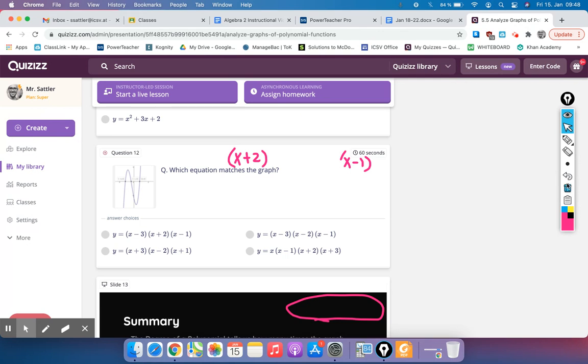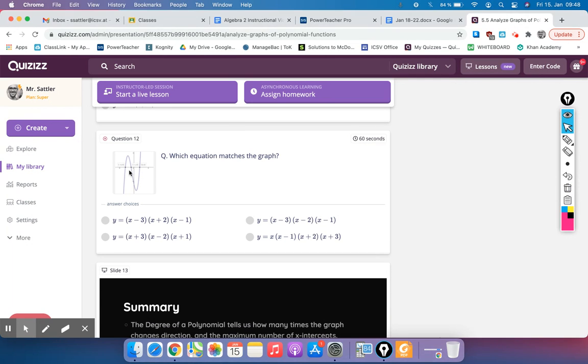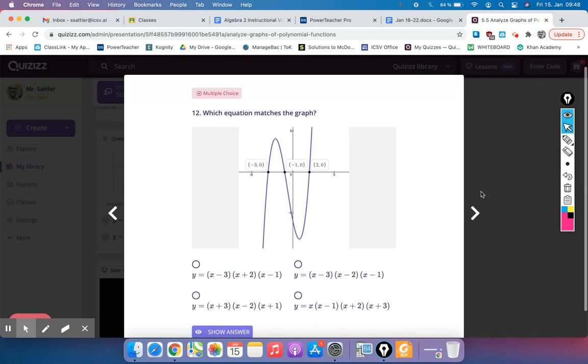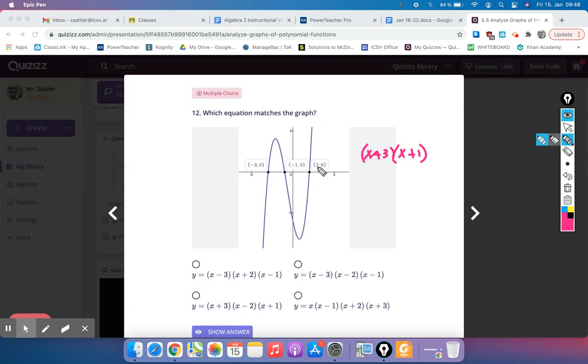Okay, then question number 12, last one. Which equation matches the graph? So the x-intercepts are given. So if the x-intercept's -3, that's going to give us a factor of x plus 3. If the x-intercept's -1, that gives us a factor of x plus 1. If the x-intercept is 2, gives us a factor of x minus 2. So then we could multiply all that out, but it's not necessary. There's 3 x's, so this would be a degree 3. Changes directions once, twice, 3 times.